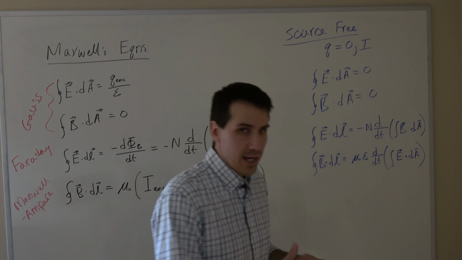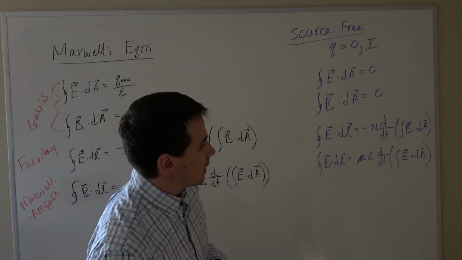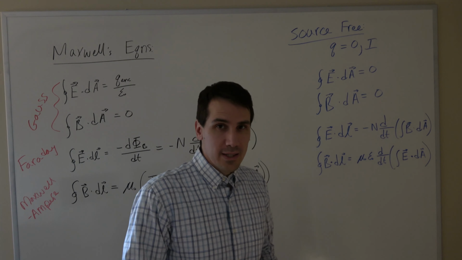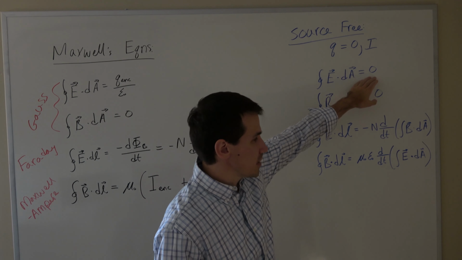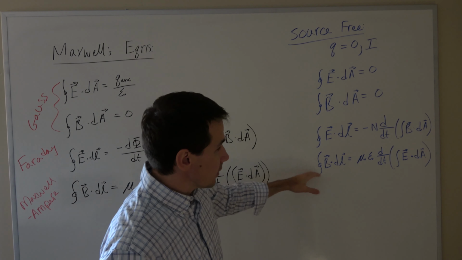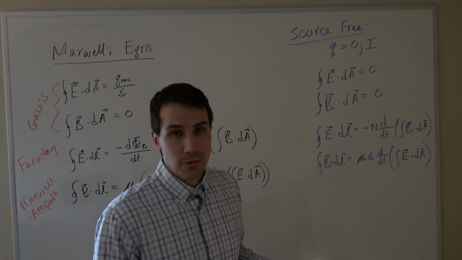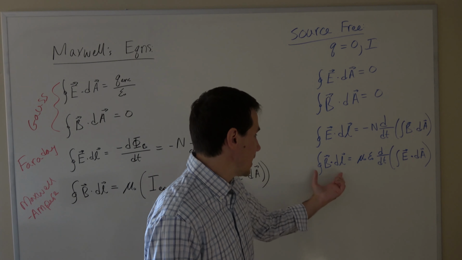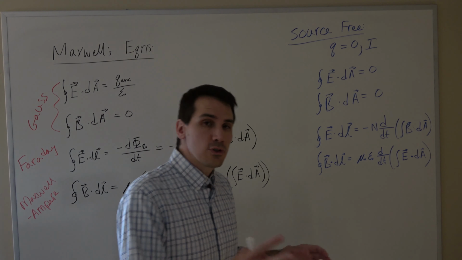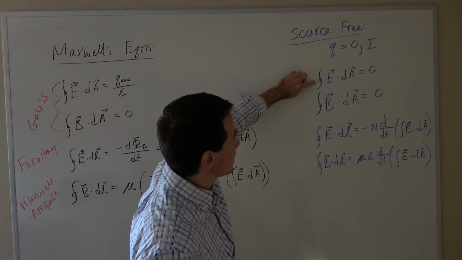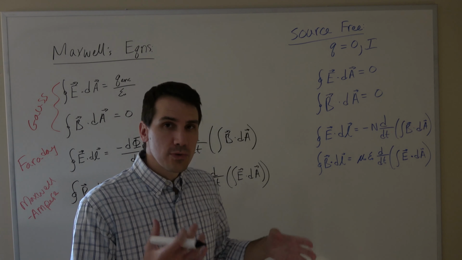Before we move on, I just want to quickly note the similarities and differences between these equations. So it looks like we have an integral of E dot dA equal to 0. And then down here, it looks like we want to take a time derivative of that same integral and set it equal to this integral of the magnetic field. Now, really, these are two different integrals because of this little loop symbol here. So this loop means closed surface.